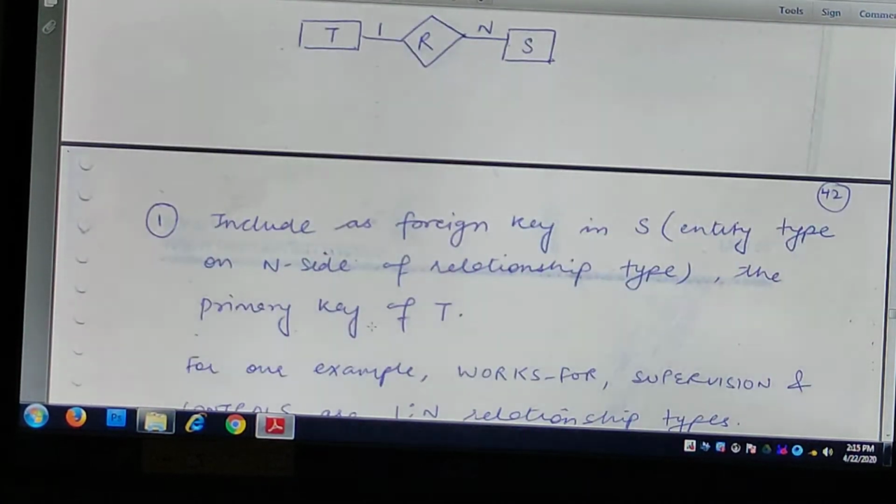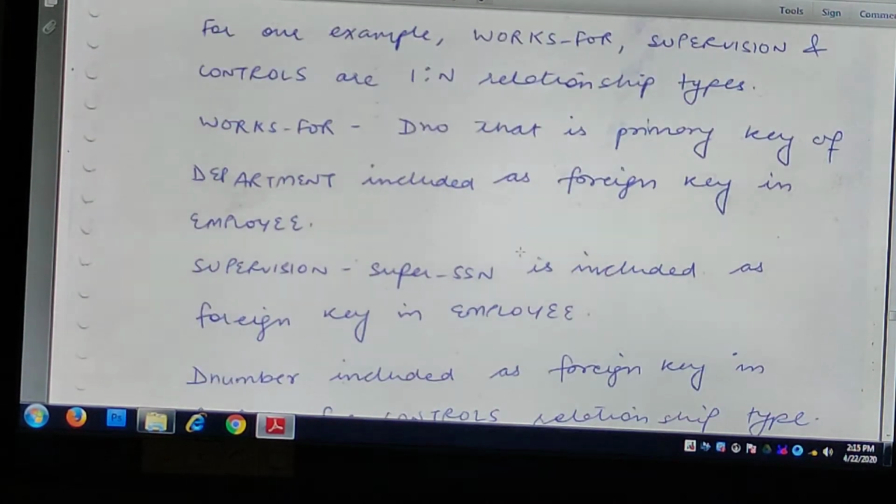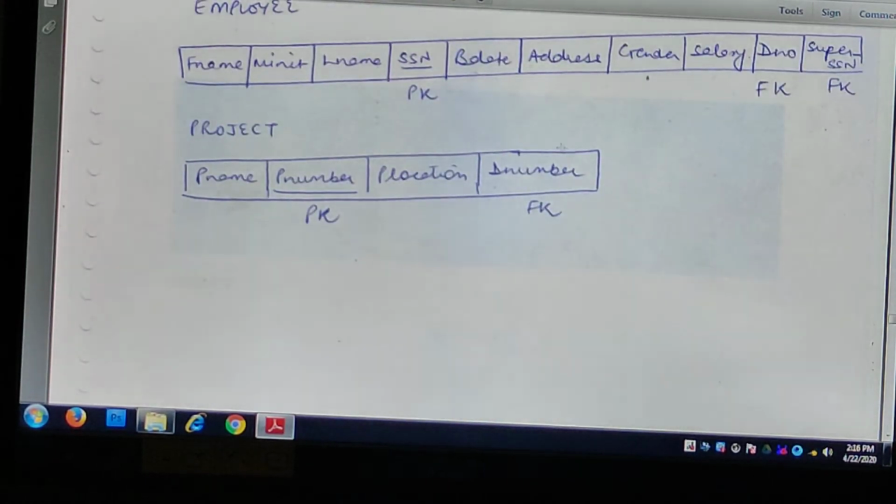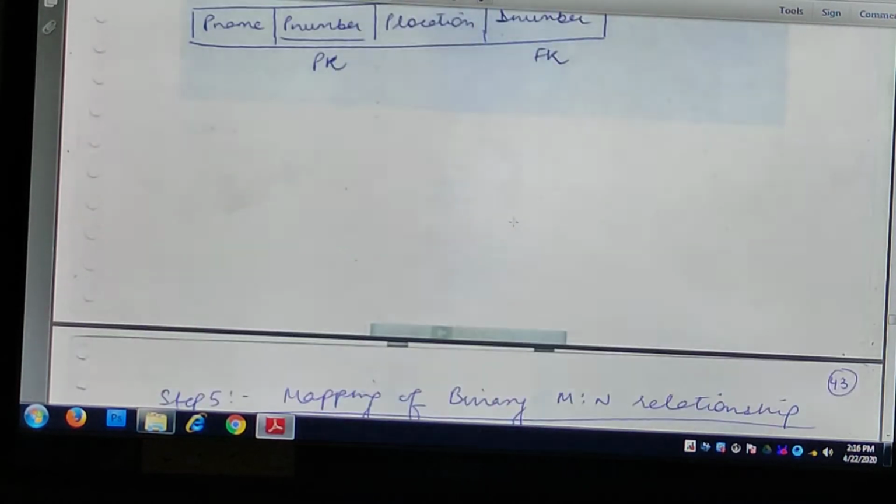We have studied the mapping of this. This is what is written there. Employee: now you can see we have stored SSN as super SSN, and this foreign key is referencing this SSN. This super SSN is referencing this. DNO is the foreign key from the department table, and we have renamed DNO to D number. The department number, the primary key of my department table, is stored as foreign key in the project table.